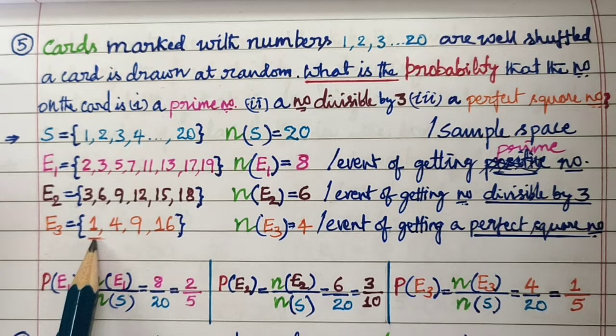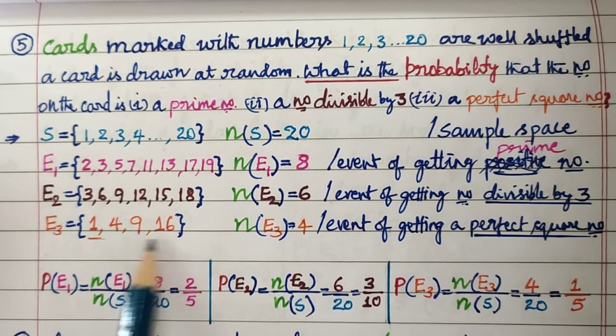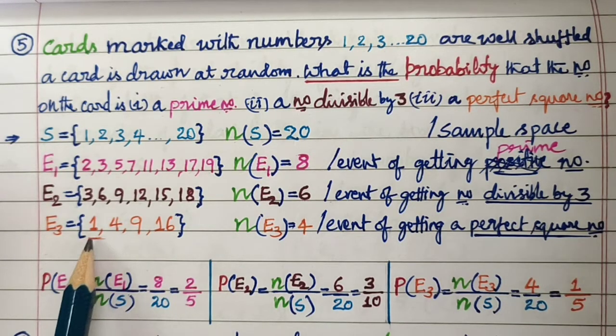Here you need to be careful because 1 is also a perfect square. We might forget the 1 because we usually take 4, 9 and 16 as perfect squares. So 4, 9 and 16 are perfect squares, and 1 is also a perfect square.